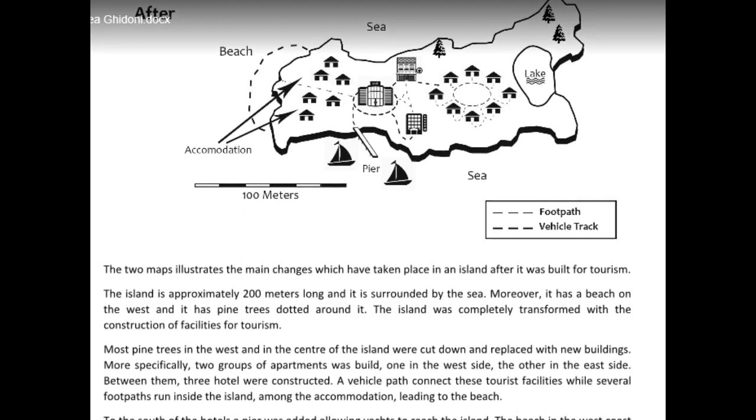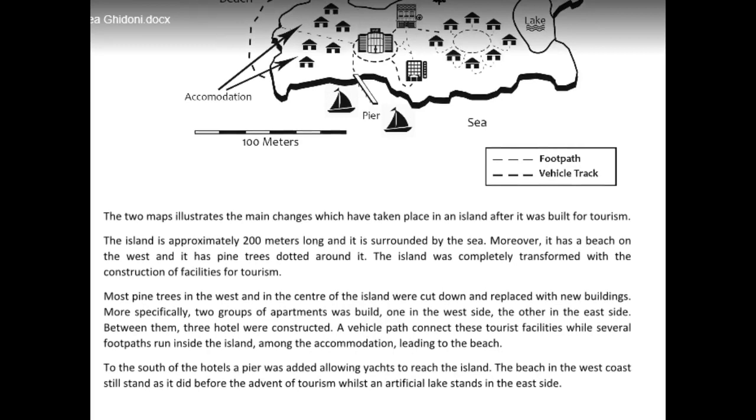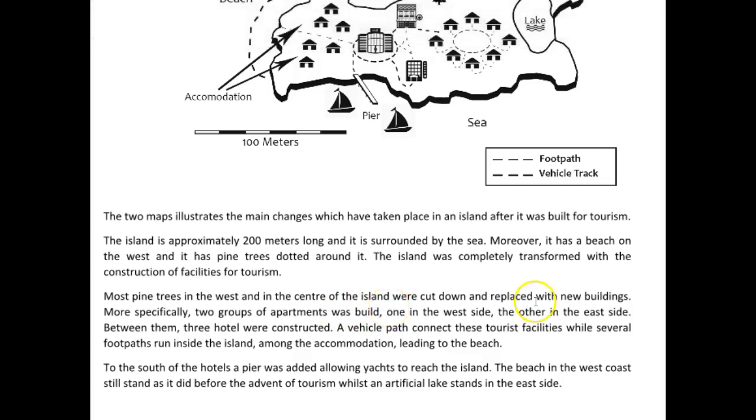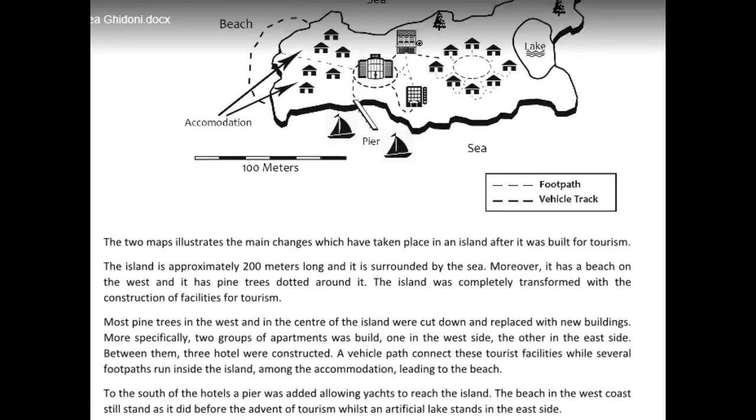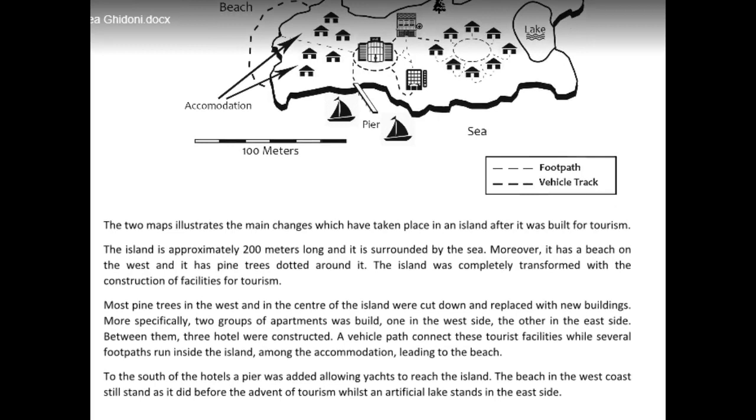The island was completely transformed with the construction of facilities for tourism. Most pine trees in the west and in the center of the island were cut down and replaced with new buildings. More specifically, two groups of apartments were built with a T. One on the west side, two groups of apartments, let's say. One in the west side and the other on the east side.